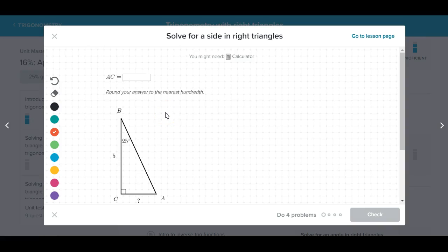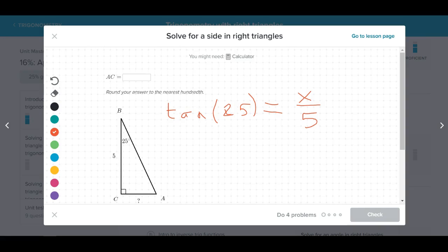I'm going to use the tangent function, so T-A-N, and I want to take the tangent of 25, and say that it's equal to the ratio of opposite, which is the unknown side, AC, over the adjacent, which is 5. So now, in a calculator that has a computer algebra system, I can just put a solve command in and solve for x.